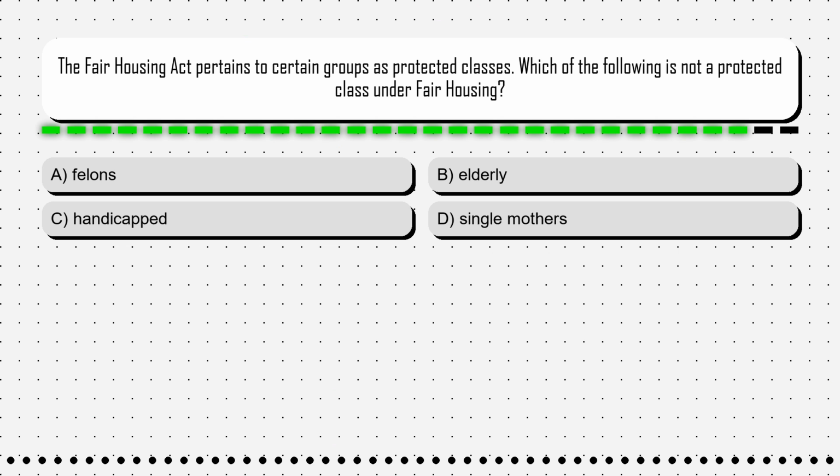Question 90. The Fair Housing Act pertains to certain groups as protected classes. Which of the following is not a protected class under fair housing? Option A, felons. Option B, elderly. Option C, handicapped. Option D, single mothers.